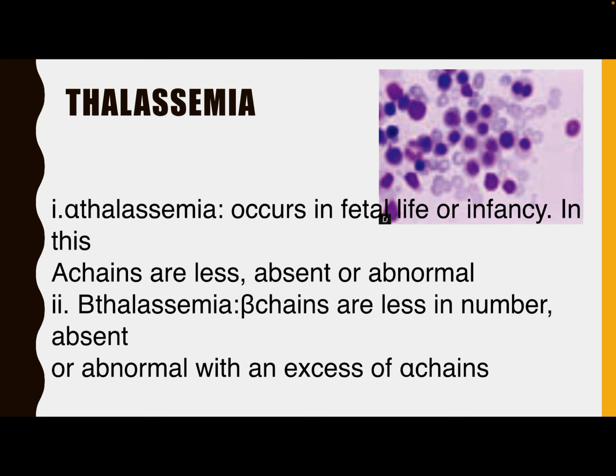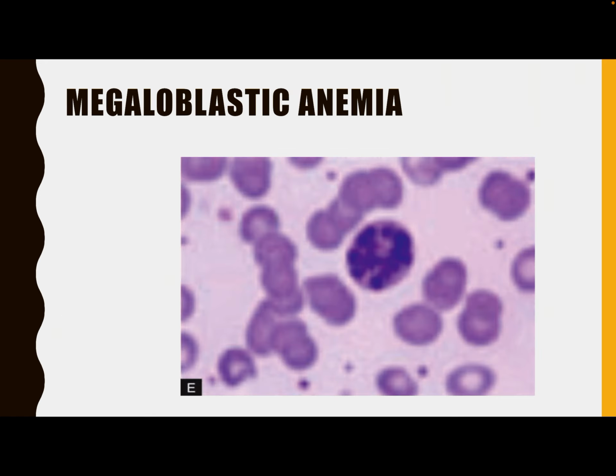Alpha thalassemia occurs in fetal life or infancy. In alpha thalassemia, the alpha chains are less, absent or abnormal, whereas in beta thalassemia, the beta chains are less, absent or abnormal, and there will be excess alpha chains present.